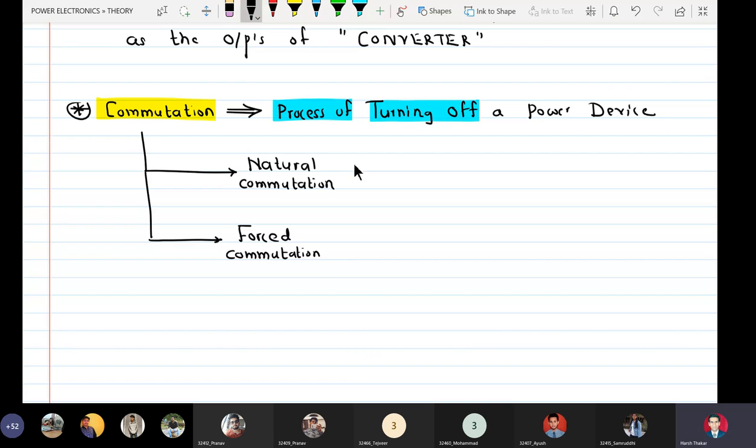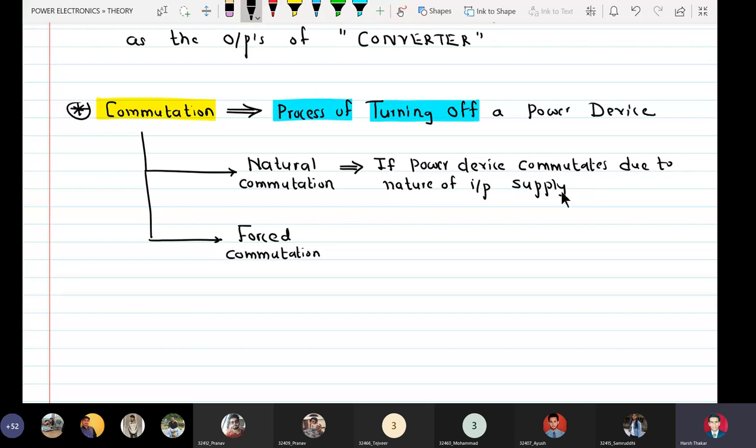What do you mean by natural commutation? Natural commutation means if a power device commutates due to the nature of input supply, it is called as natural commutation.